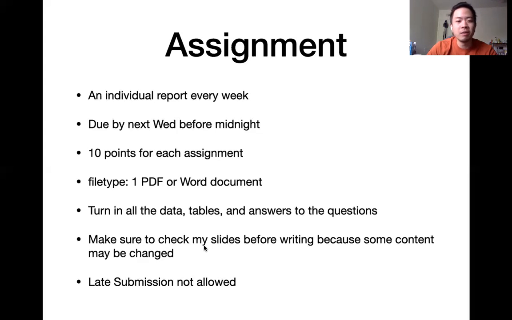Sometimes I change the lab sheet or the assignment a little bit, so it will differ from what's described on the lab sheet. Make sure you check my slides before you write. I'll mention everything you need for an assignment at the end of my slides every time. Late submission is usually not allowed, but I know this semester is a little bit different, so don't hesitate to reach out to me and Dr. Smith if you need to submit later, and we can discuss it. That won't be a problem.